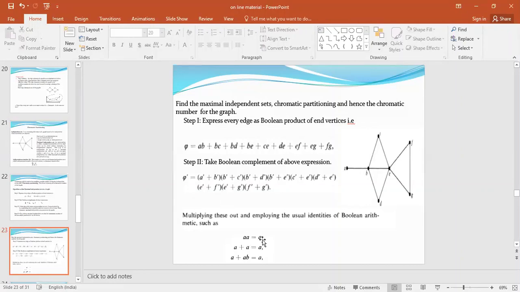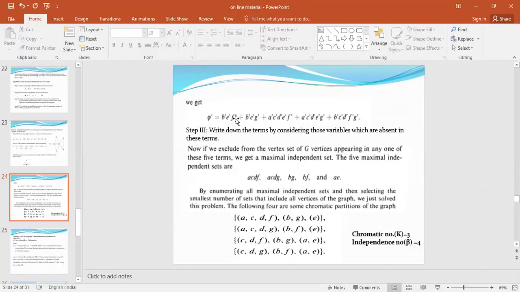So A into A, that will be treated as A, and A plus A will be treated as A, and it is your absorption property of Boolean law that A plus AB. So if you see A plus AB, it becomes A times 1 plus B, and 1 plus B, so 1 is the maximal element. So 1 plus B is equal to 1. So A into 1, that remains A. So first formation of this phi term, then complement of this phi term, and then multiplication.